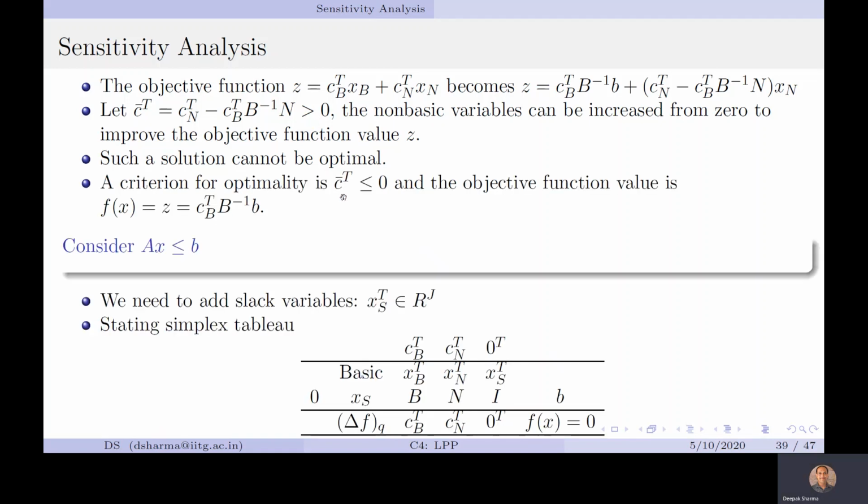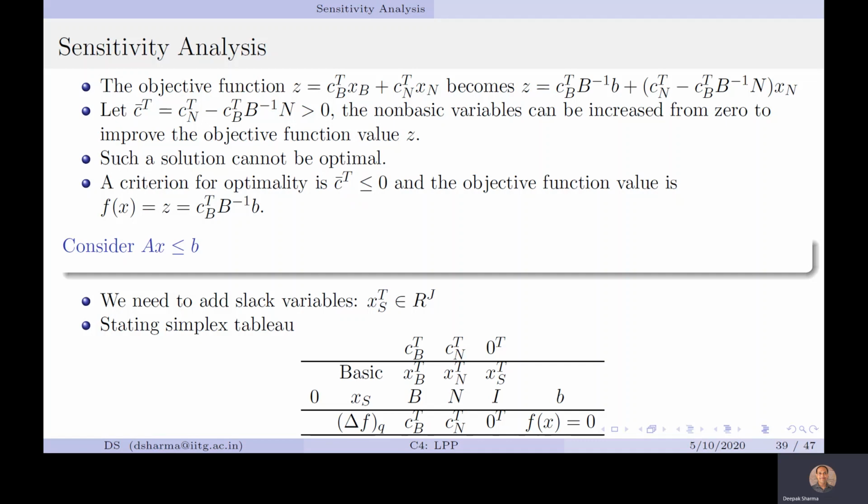But if this C bar transpose is smaller than or equal to 0, this means that we have reached the optimum solution and the objective function is CB transpose B inverse b. You can correlate this with the termination condition of the simplex method.